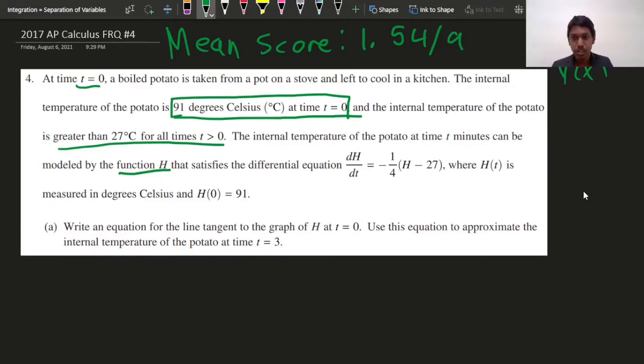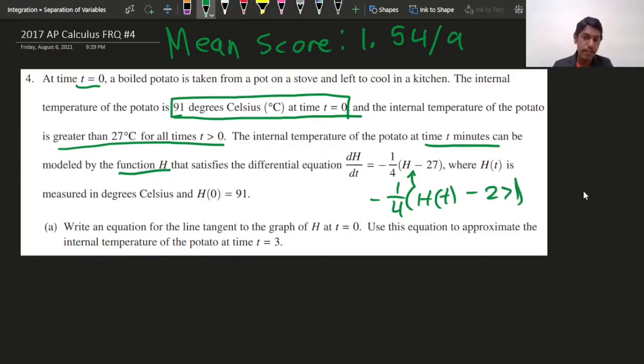So the reason why I'm pointing this out is because when we read this, we have to know that h is a function. H is a function of what? It's a function of t. And they also give us this notation right here, h of t. This is going to be very important. In fact, when I write this out in my work, I like to write this as h of t minus 27, just to emphasize to myself that this is a function of t and not just some sort of dependent variable. So h of t is measured in degrees Celsius and h of 0 is 91. So these two correspond to each other.